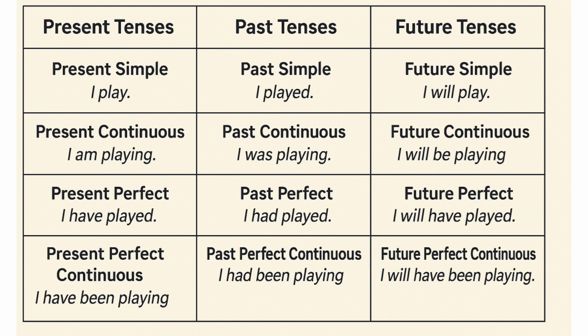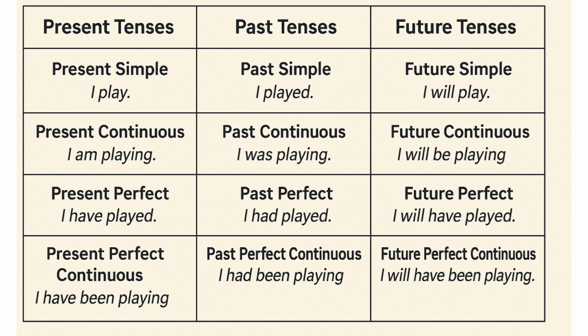Past perfect. I had played soccer. This shows that one past action happened before another past action. Past perfect continuous. I had been playing soccer. This describes a longer action in the past that continued until another past event.